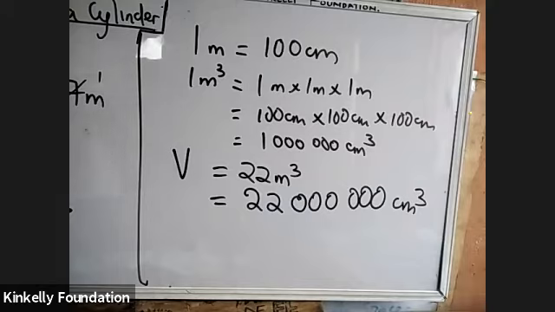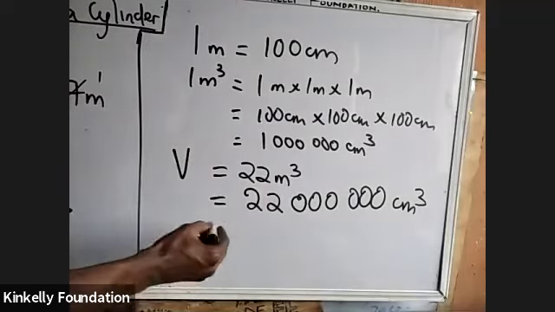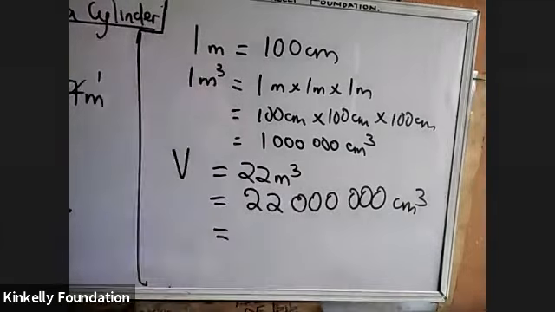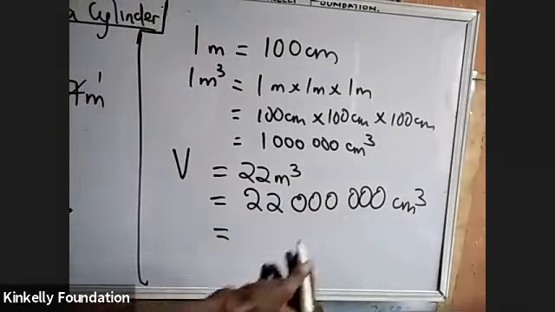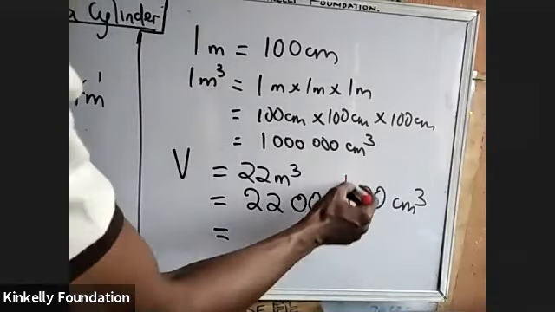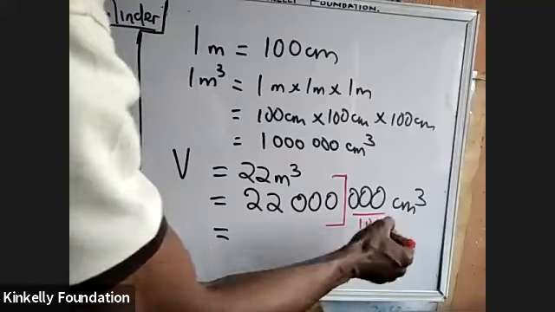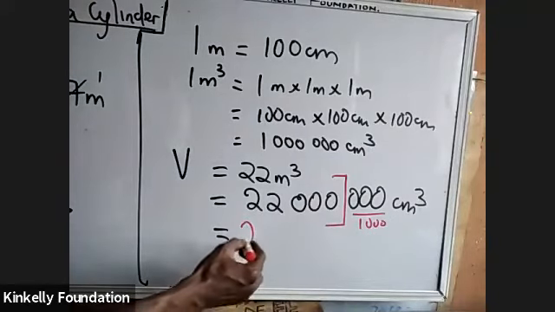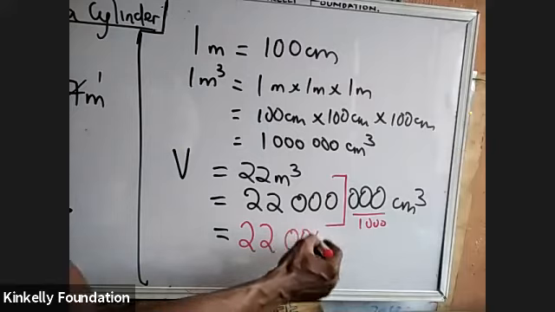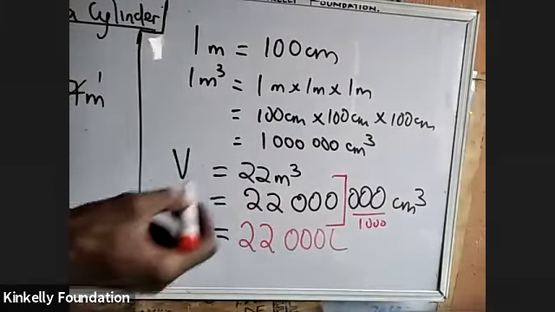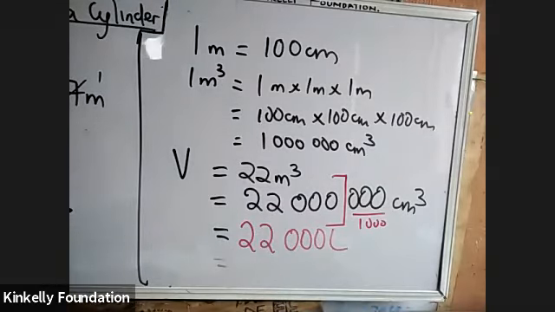And now, they say we should find it in kiloliters. First of all, let us take this into liters. Now, you divide by 1000 to change it to liters. 22 million cm cube, when you divide it by 1000, you see that this portion will be taken away by that 1000, making us to have something like 22,000 liters.